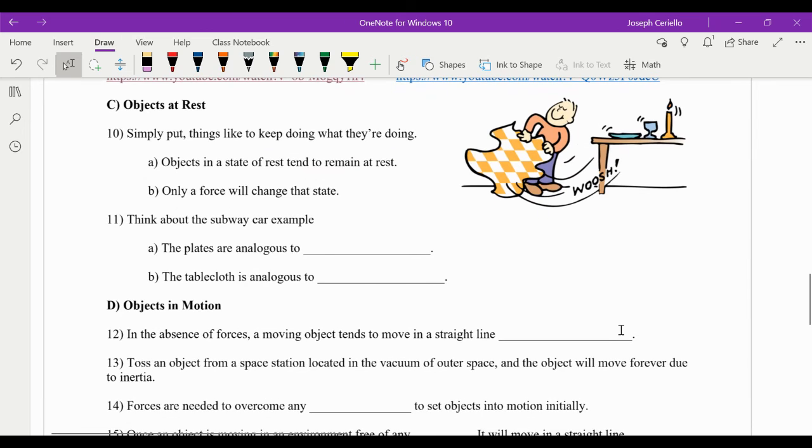So this is just kind of rehashing things. Simply put, things like to keep doing what they're doing. So an object in a state of rest will tend to remain at rest, and only a force can change that state. So back to the subway car. If you remember when I pulled the tablecloth out from under the plates, the plates were analogous to the people on the subway, wanting to remain at rest. The tablecloth was analogous to the subway car moving out from under them.